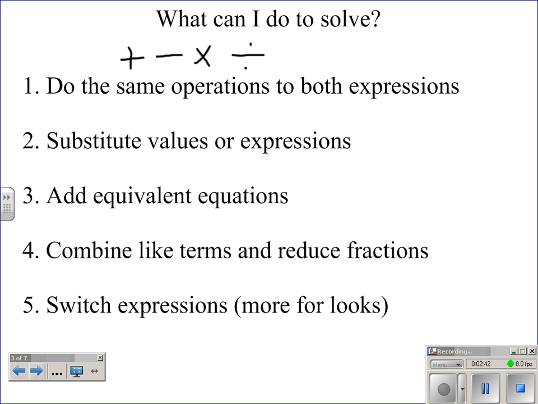In using these rules, we must always ask the same question. Will doing this help me get closer to solving the equation? If the answer is no, there is no need to use the rule.